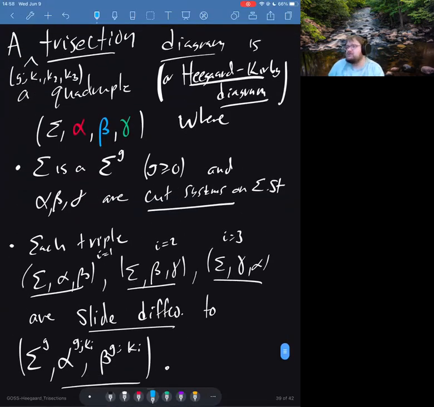So a (g, k1, k2, k3) trisection diagram, or more succinctly, a Heegaard-Kirby diagram, and this is following Meier, Schirmer, and Zupan's 2018 paper, is a quadruple (Σ, α, β, γ), such that Σ is a genus g surface, α, β, and γ are cut systems on Σ, such that each triple is slide diffeomorphic to a standard (g, k) Heegaard diagram.